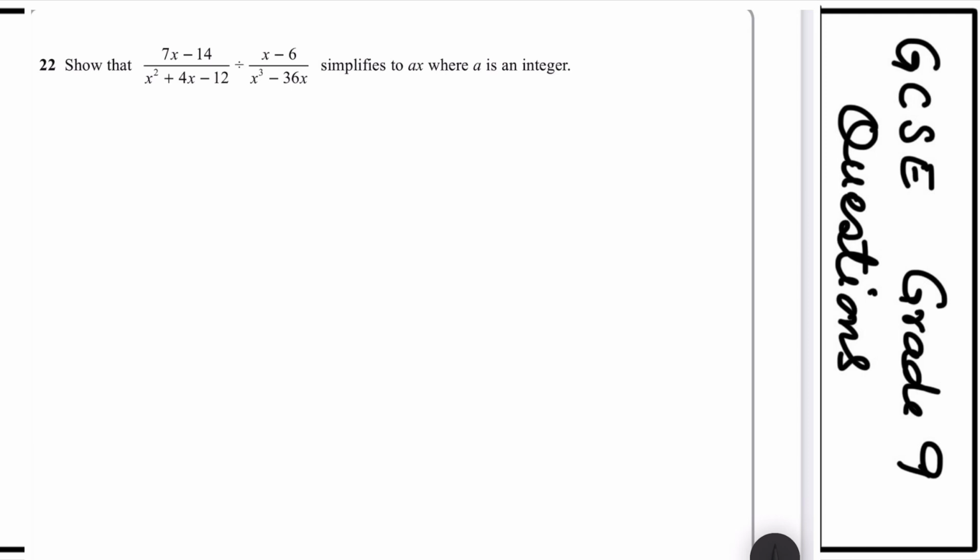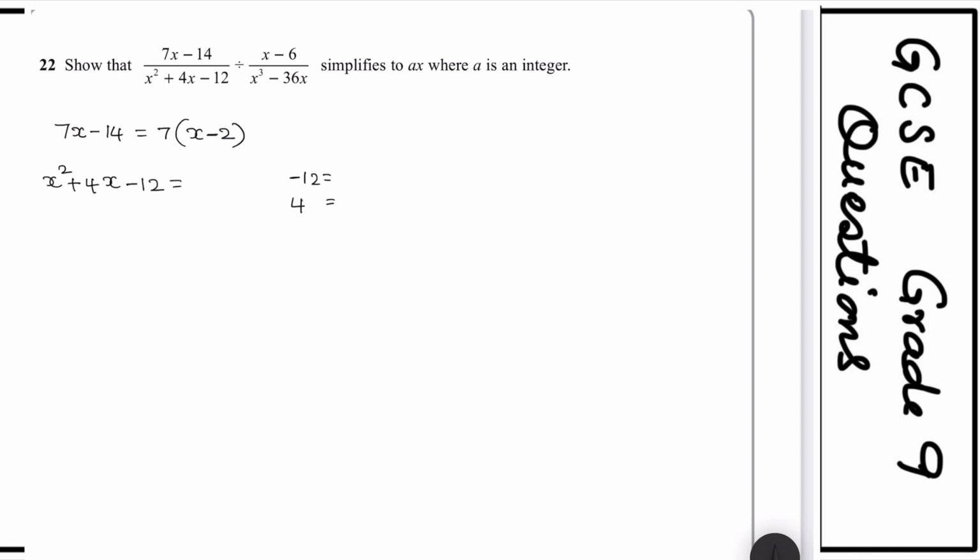The next question is about simplifying an algebraic fraction. So we take it one by one. The numerator is 7x minus 14. So factorize that one. 7 is a common factor and x minus 2 inside the brackets. The denominator is x square plus 4x minus 12. So this is a quadratic expression. We have to do quadratic factorization.